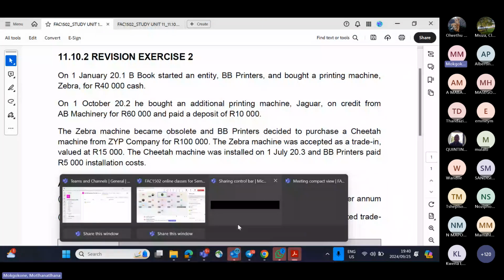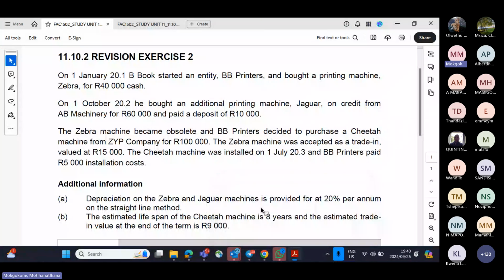Yes, here we want the depreciation for the cheetah machine, and they're saying the estimated lifespan of the cheetah machine is 5 years. And the estimated trade-in value, which is the residual value, at the end of the term is 9,000. And they said they bought the cheetah machine for 100,000, and they installed the machine on 1st of July 20.3 for 5,000 installation cost.